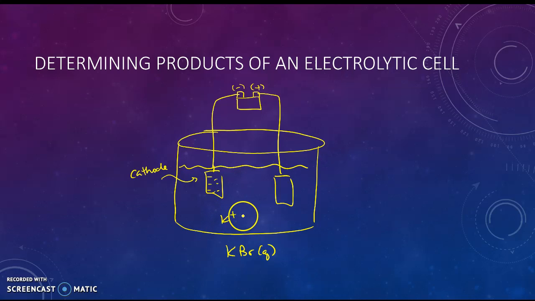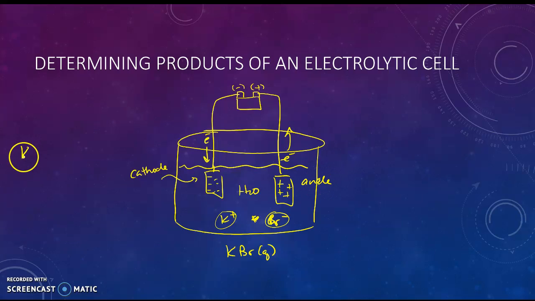When we think about what we have in our solution, we have potassium ions, we have bromide ions, and we have water. Now, water can be oxidized and reduced just as well as these ions can. So what we need to decide is what's going to happen at each of these electrodes. At the cathode, we have two possibilities of what could be reduced. We have the K+ that could be reduced to potassium metal. That's a possibility. Or we have a competing reaction.